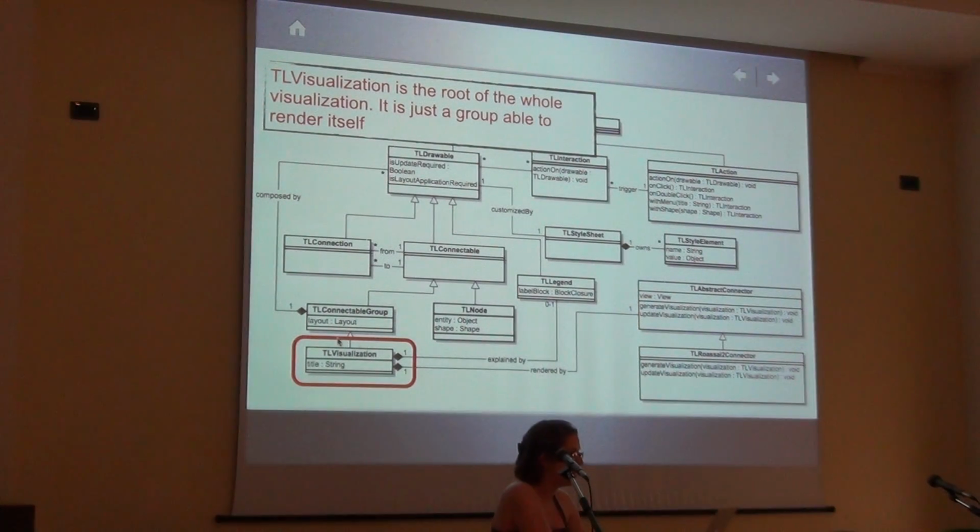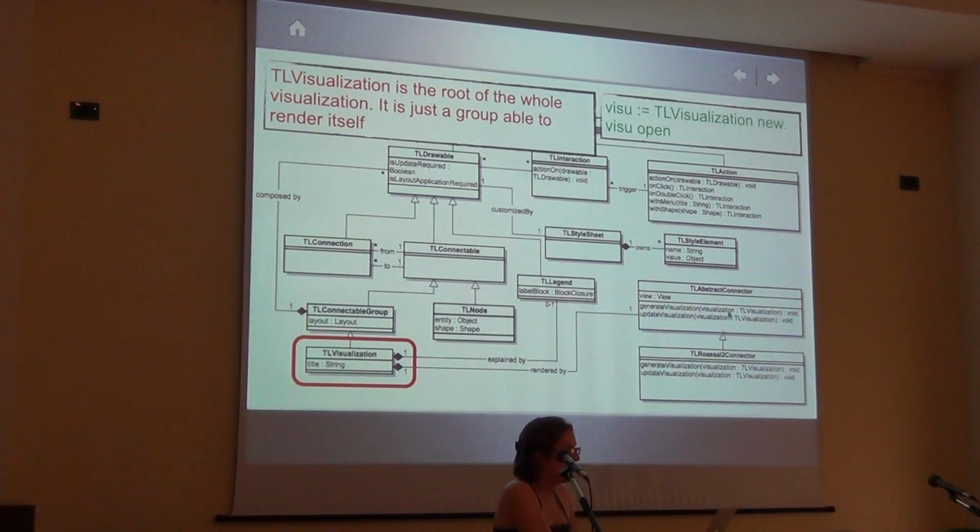As I said, the TL visualization is the root of the whole visualization, and it's a group able to render itself. As you can see here, we have a connector, an abstract connector for the moment. There's only one concrete connector, to Russell 2, but perhaps tomorrow there will be another one, to Block or something else, or Russell 3 or whatever. So we create a new visualization and we open it.